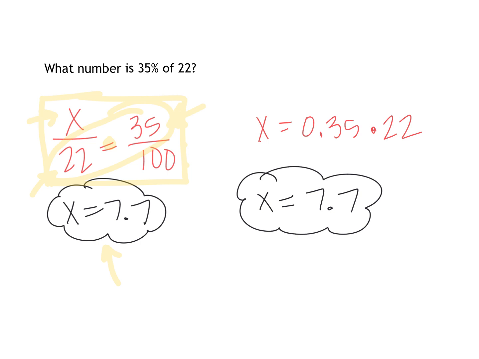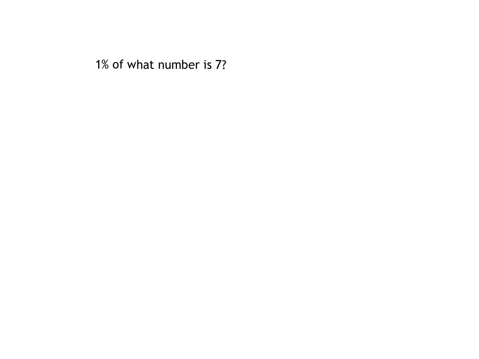And then here we had what number is, so that's my X, equals 35%, I change it to a decimal, times the of, which is my 22. So really, what am I taking the percent of? I just had to multiply those two together, and I got 7.7 as well. And here's the last one that I want you to try to do. Use percent proportion or equation, whichever, and then come back and check your work.